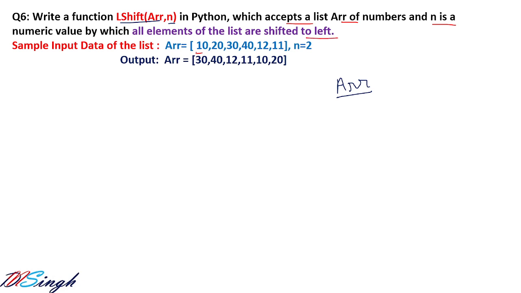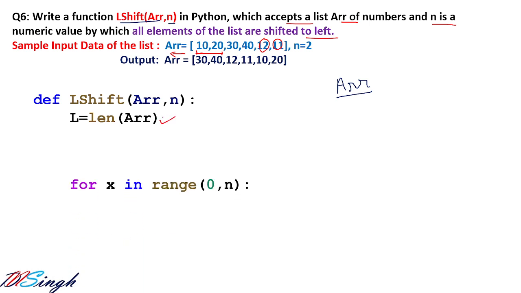So N is 2 for that case. So these two elements should be shifted left and they will be stored on these two positions that will be vacant when you shift all other elements to the left side. So first job is to read the list, define the function def lshift arr and n, and then we are going to calculate the length of it.